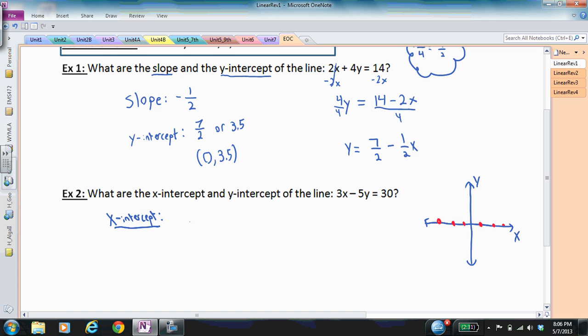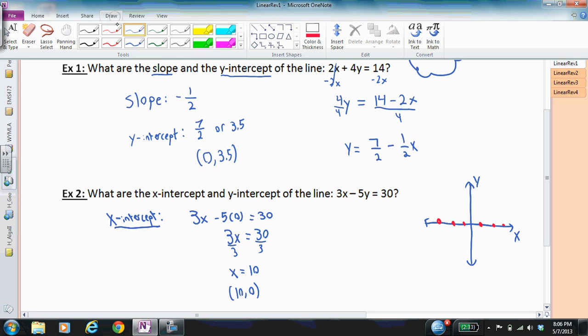So to find my x-intercept, I substitute 0 for y in the equation. So I am left with an equation that's just based in x, because 5 times 0 is 0, so I'm just left with 3x equals 30. Divide both sides by 3, and I get x equals 10. So that's the point (10, 0), my x-intercept for this graph.